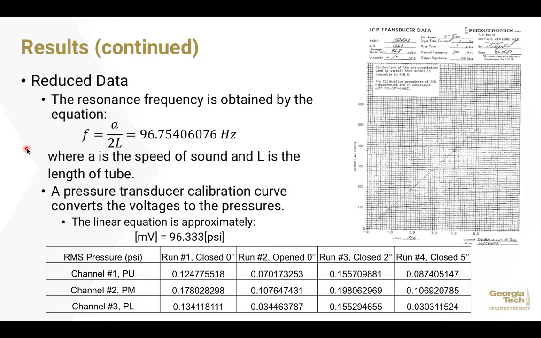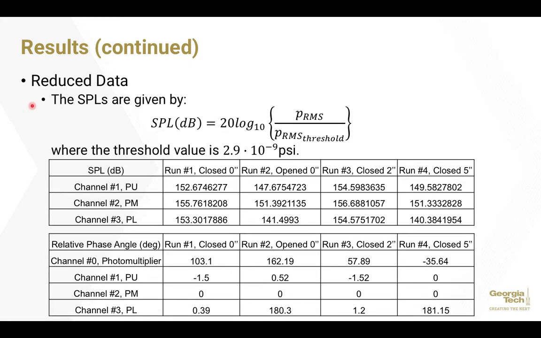First, we use a pressure transducer calibration curve, as shown in the right figure, which converts the voltages to pressures. The slope of the linear equation is approximately 96.3. From the curve, the PSI values are obtained as shown in the bottom table. Finally, the sound pressure levels in decibels are obtained by the equation.